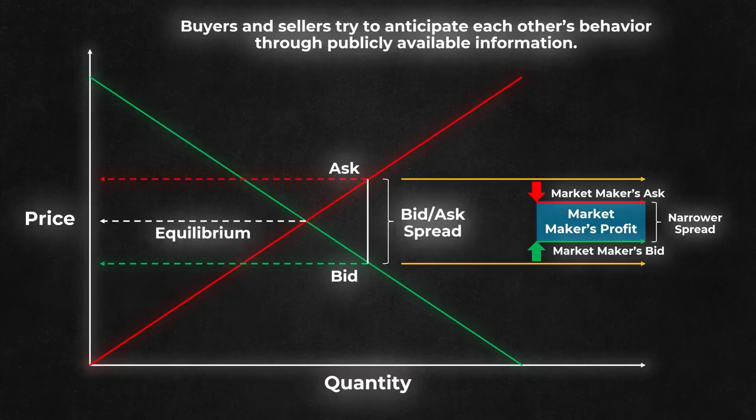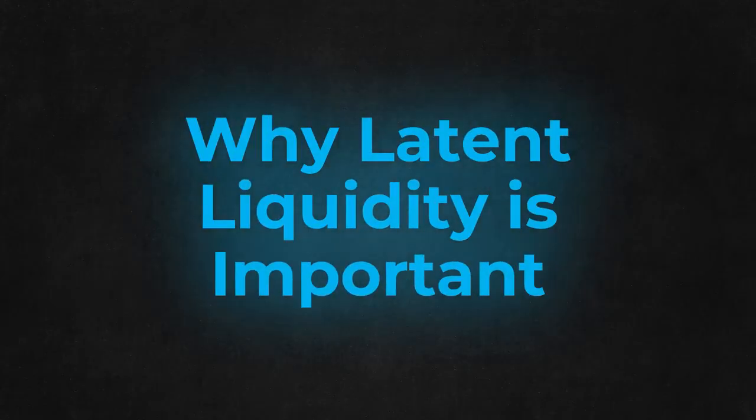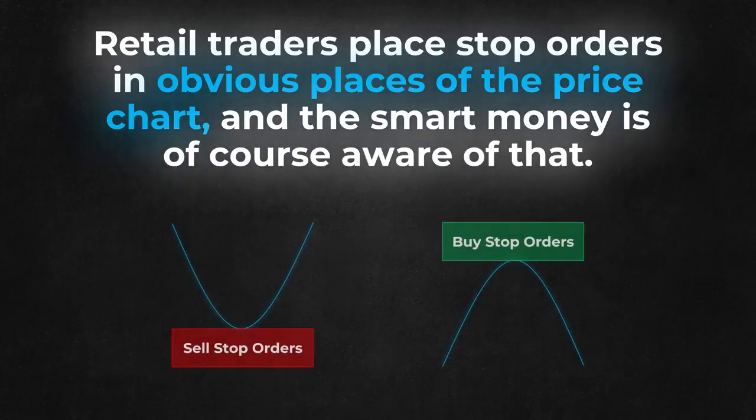This leads us to the importance of latent liquidity. Institutions cannot see latent liquidity because it only emerges when brokers transform stop orders into market orders. But the crucial point is that the most obvious of these places is right above highs and right below lows. Retail traders assume that when the market breaks a high, it will continue to the upside, and when the market breaks a low, it will continue to the downside. Retail traders also place their stop-loss orders right above highs and right below lows. In both cases, we are dealing with buy stop orders right above highs and sell stop orders right below lows.